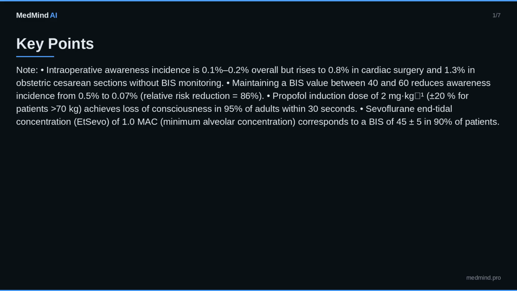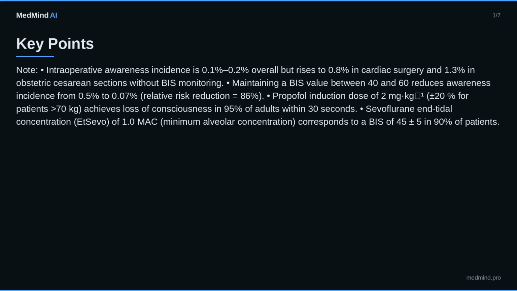Dexmedetomidine loading dose of 0.5 µg/kg^-1 over 10 minutes, followed by 0.2 to 0.7 µg/kg^-1 h^-1, reduces the odds of awareness by 34%, adjusted OR equals 0.66. A pre-induction MAC greater than or equal to 0.7 for volatile agents combined with a BIS less than 60 yields a 99% probability of adequate hypnosis, OR equals 0.99.